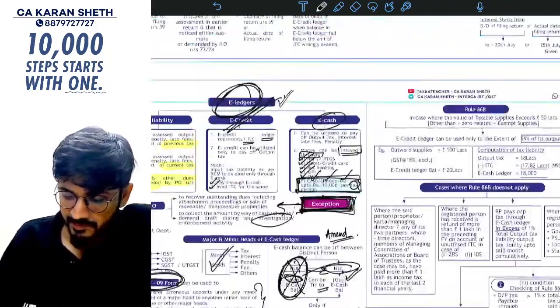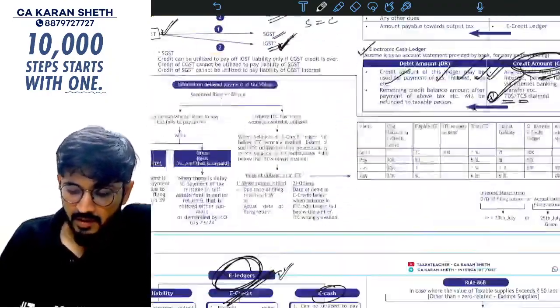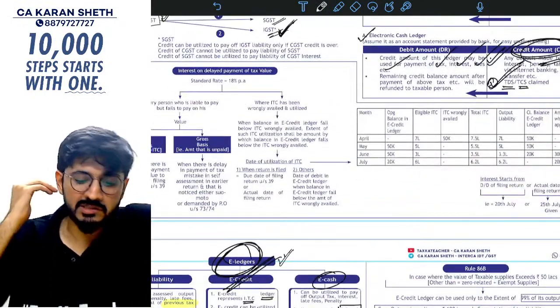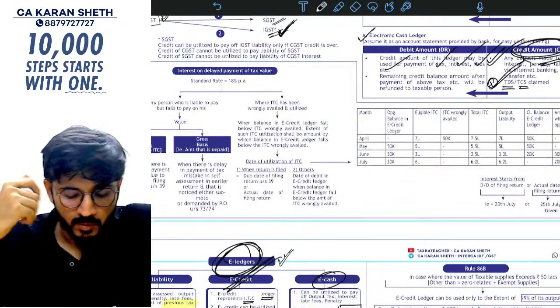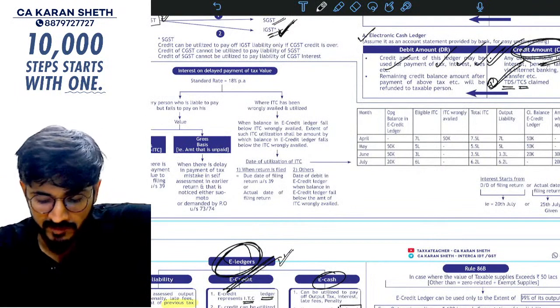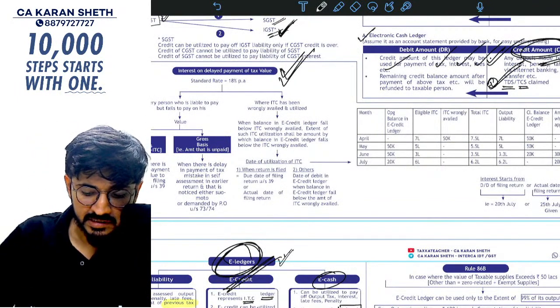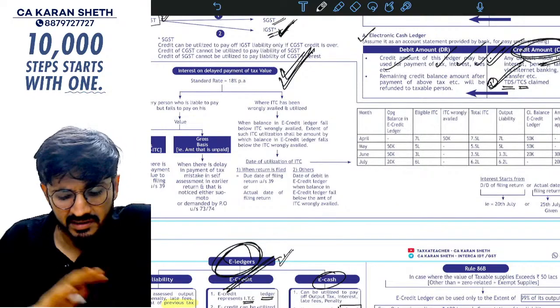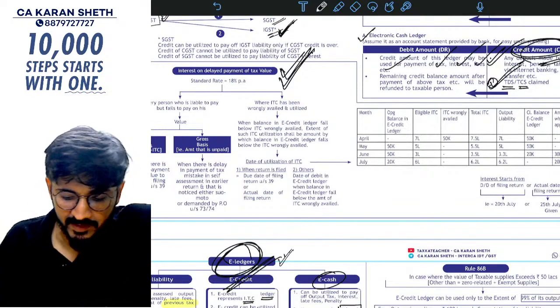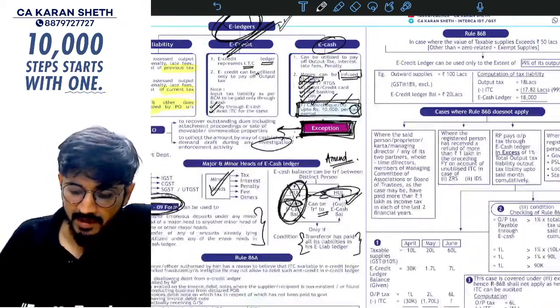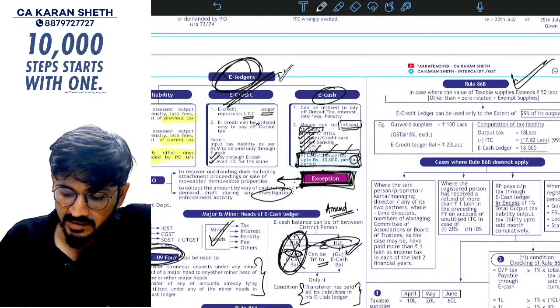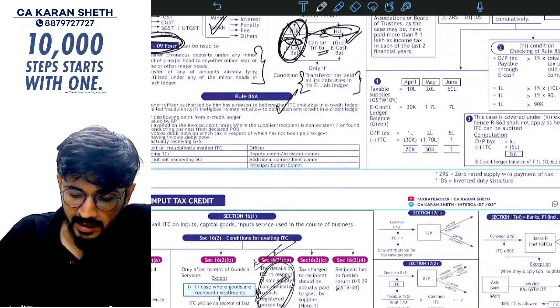Done. Okay. Now there are only two aspects left, my dear friends. One is interest on delayed payment of tax, which is filled with amendments, but nothing to worry, it's quite easy that way. And then we have Rule 86B and Rule 86A.